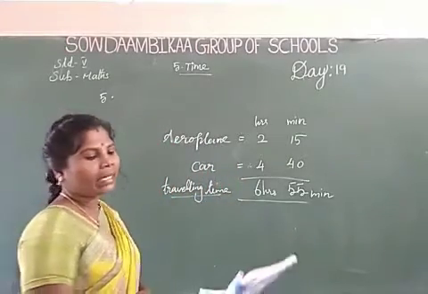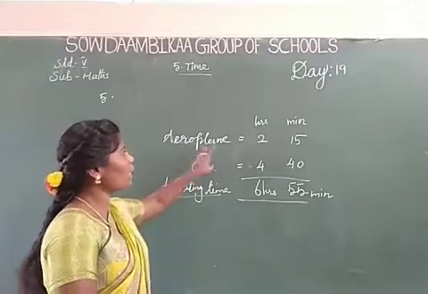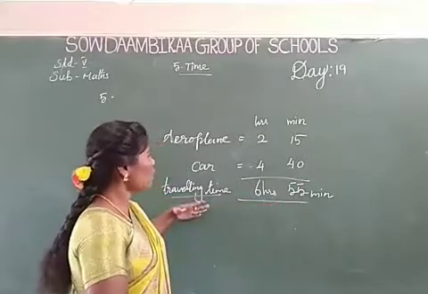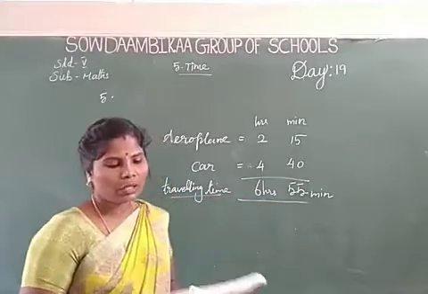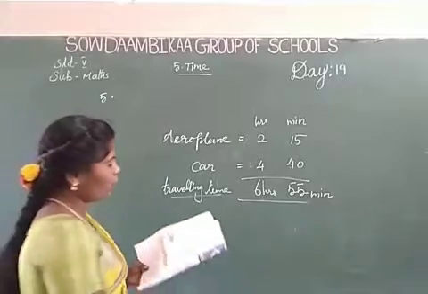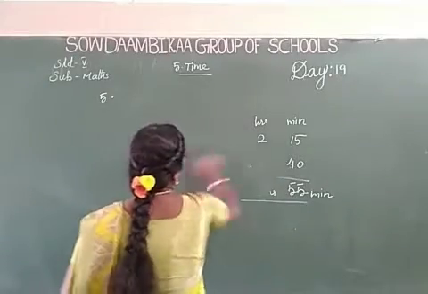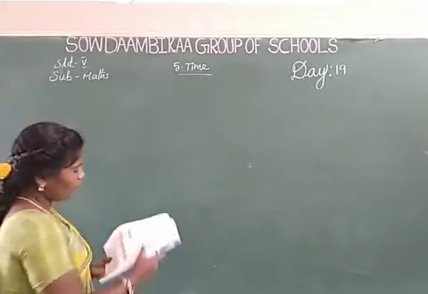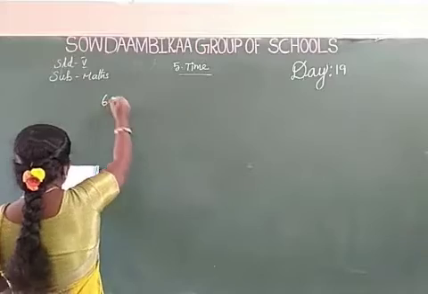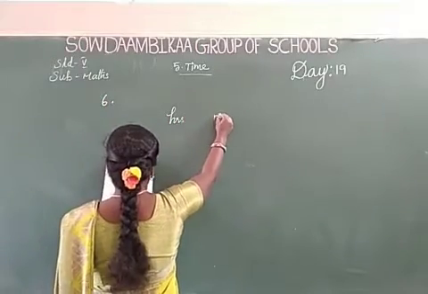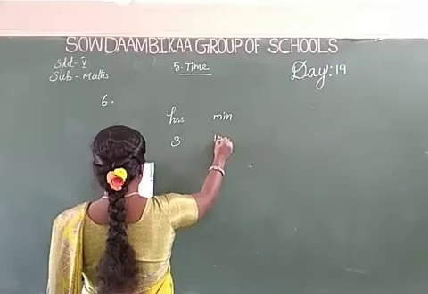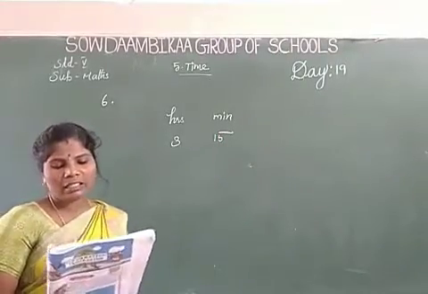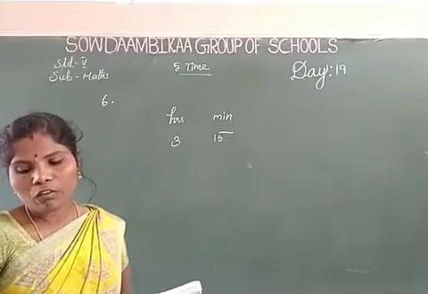Okay, a man comes to his village from abroad. In aeroplane 2 hours 15 minutes and in car 4 hours 40 minutes, and total traveling time 6 hours 55 minutes. Okay, the next, sixth question. A painter paints a house for 3 hours 15 minutes in the morning and 2 hours 15 minutes in the evening. What is the total time of work?